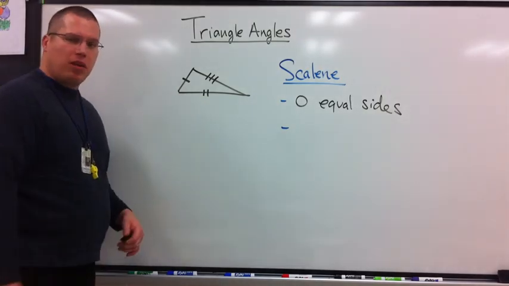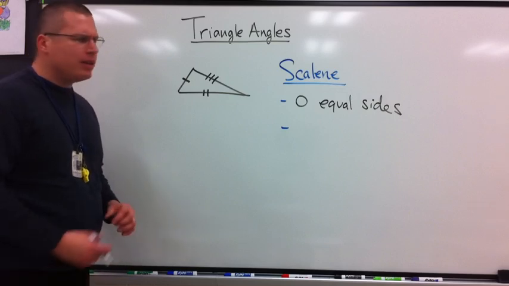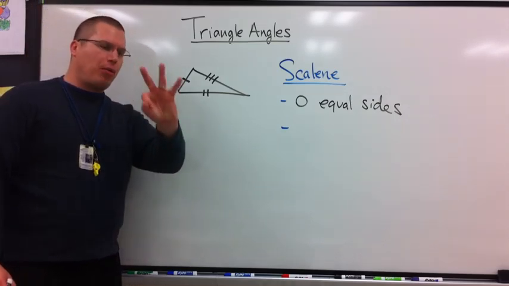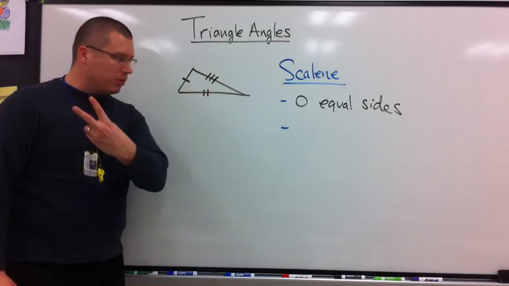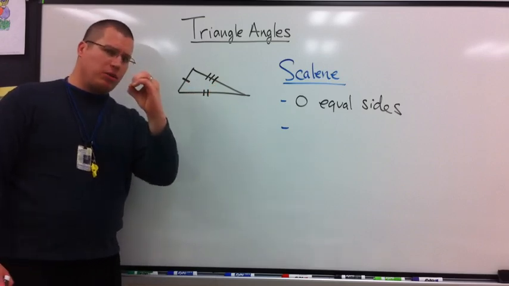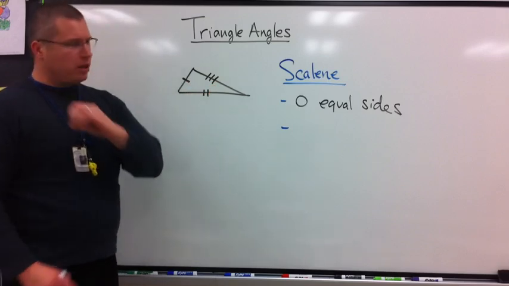Now, what does that mean as far as the angles? Now, put the pattern together. I saw equilateral, 3 equal sides, 3 equal angles. Isosceles, 2 equal sides, 2 equal angles. Scalene, 0 equal sides, how many equal angles? That's right, 0.